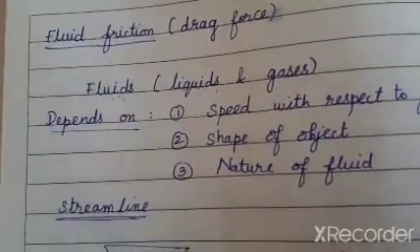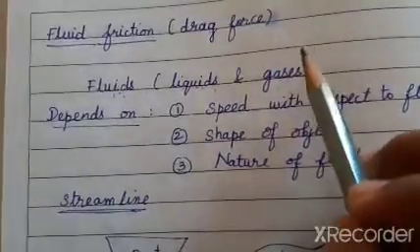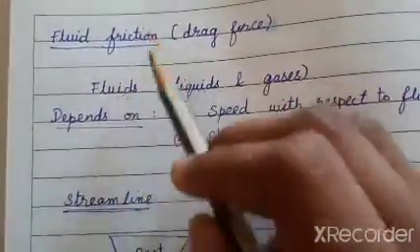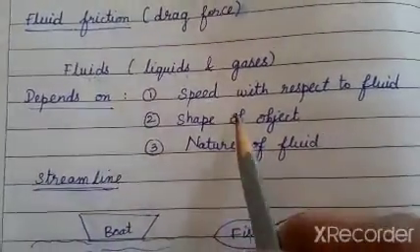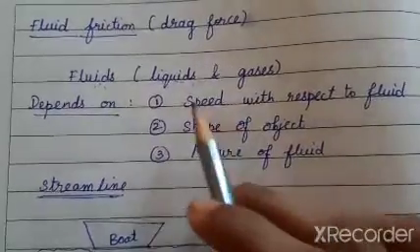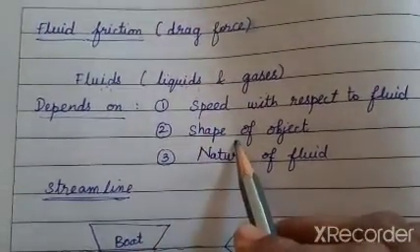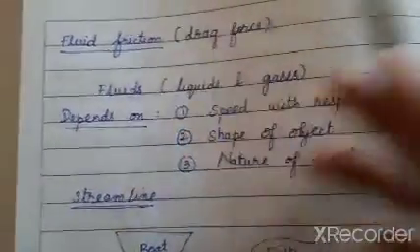You know that there are three states of matter, solid, liquid and gas. Out of that, the liquids and gases, if I consider for the friction factor, then that is your fluid friction. Now let us see what the fluid friction depends on. It depends on the speed, shape of the object and nature of the fluid. Ma'am, where do we come across the fluid friction?